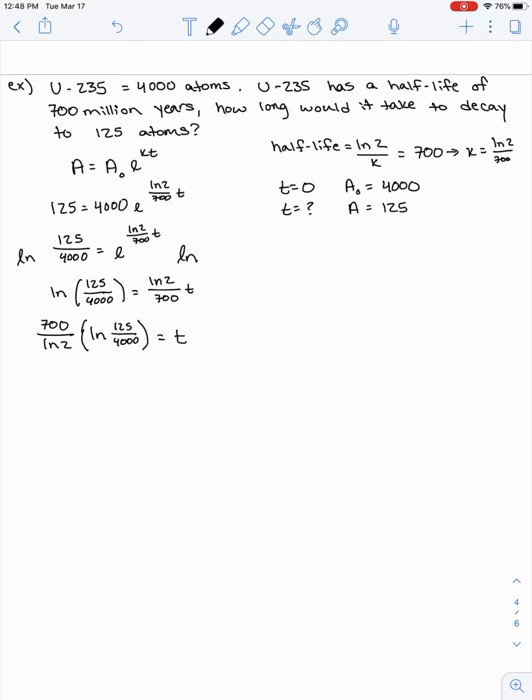I'm going to need to plug this into my calculator. Okay, so 700 divided by natural log of 2 times the natural log of 125 divided by 4,000. Uh-oh. I got a negative answer, which means I dropped a negative somewhere. Where did I drop it?